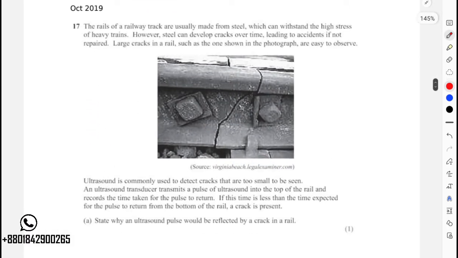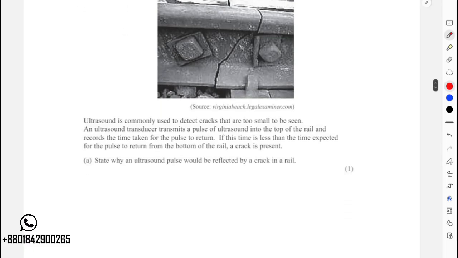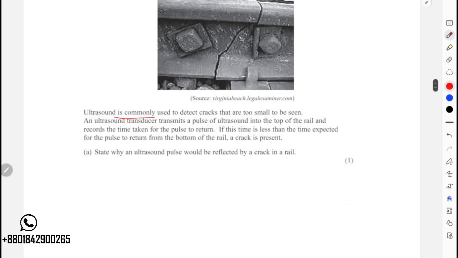Okay, it says the rails of a railway track are usually made from a steel which can withstand the high stress of heavy trains. However, steel can develop cracks over time, leading to accidents if not repaired. Large cracks on a rail, such as the one shown in the photograph, can easily be observed, and ultrasound is commonly used to detect cracks that are too small to be seen.